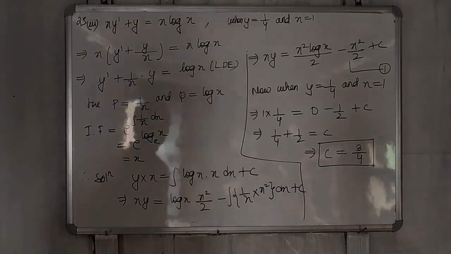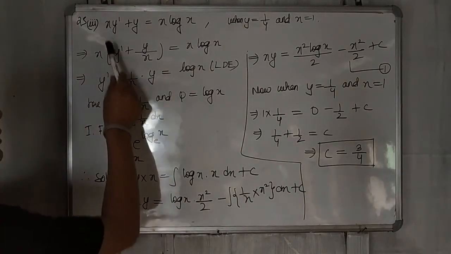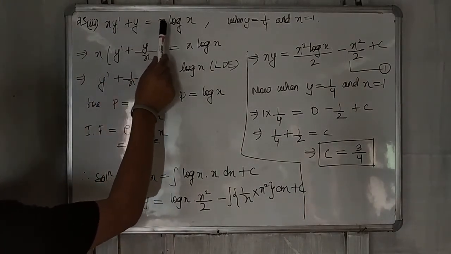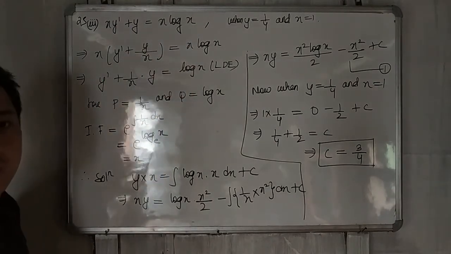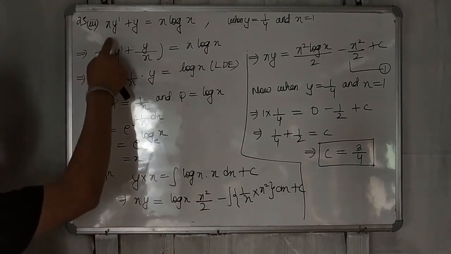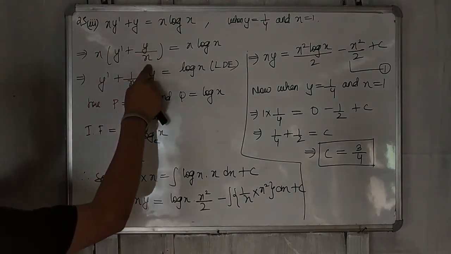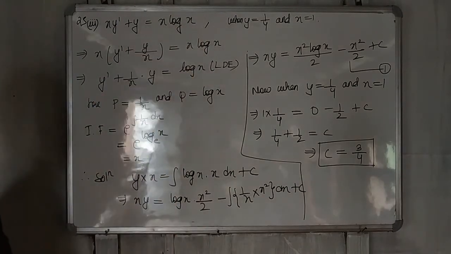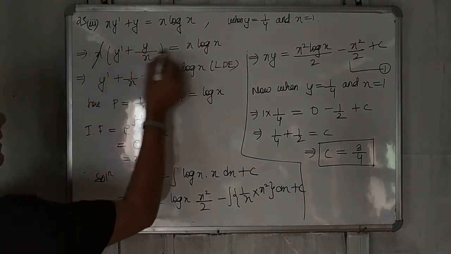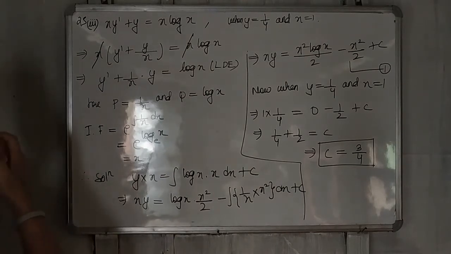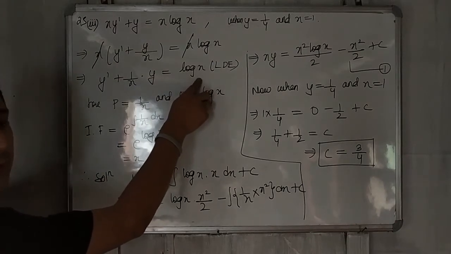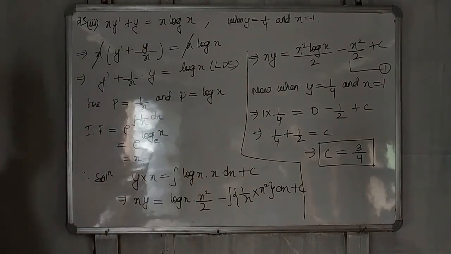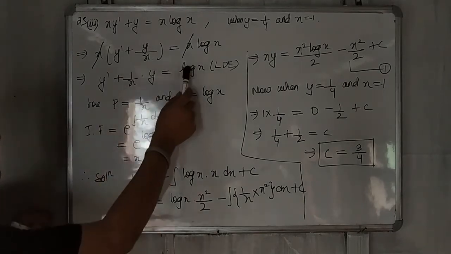Alright, the next question is number 25 part 3. The question is x y dash plus y is equals to x log x. Okay, so first we'll make it in the form of linear differential equation by taking x common. So take x common, this will be y dash plus y by x is equals to x log x. Okay, so on both the sides now I can cancel x and x, and therefore I'll get y dash plus 1 by x into y is equals to log x, which is a linear differential equation of first order in y with the value for p as 1 by x and q as log x.